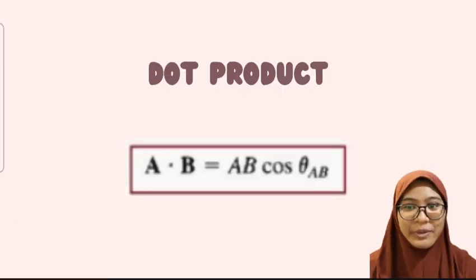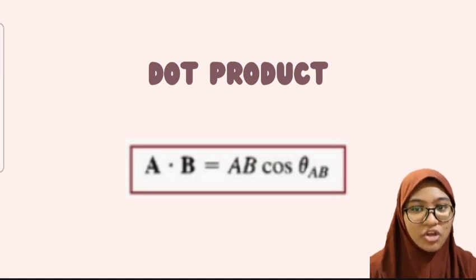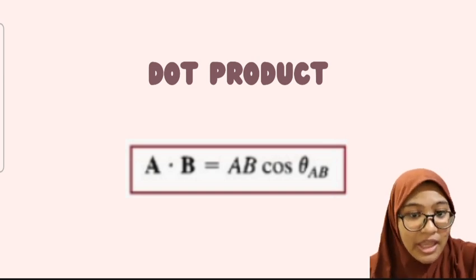Next, we are going to talk about dot product. So dot product happens when we want to multiply between two vectors. So for example, we have vector A dot B. So it is also equal to AB cos theta, where theta is the angle between vector A and B.